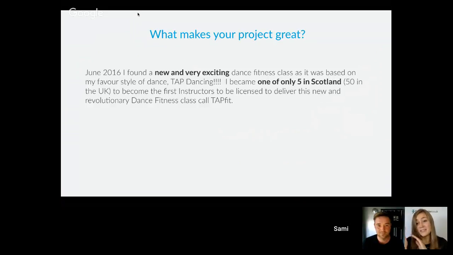And what I picked out as really strong from Kevin's text was that he says it's a new and very exciting dance fitness class. So this is brand new. You want to be part of something that's a little bit pioneering. It's one of only 5 TapFit classes in Scotland. This is a really cool thing to get involved with, and we need help to get it off the ground.